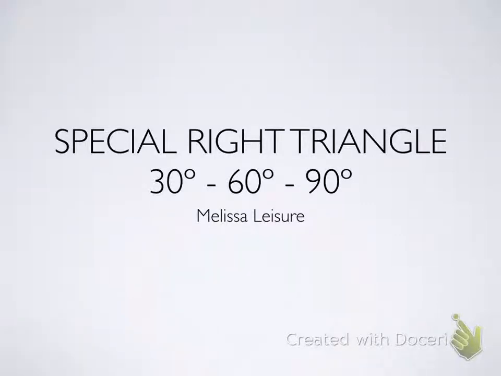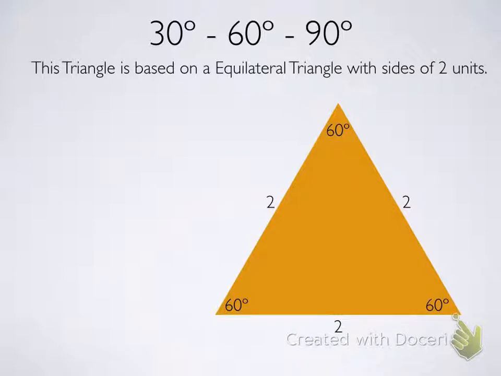We're talking about special right triangles today, specifically the 30, 60, 90 triangles. As you remember, yesterday we talked about the 45, 45, 90, which began with the square. Today we're going to begin with the equilateral triangle, as you see here, with sides of 2.